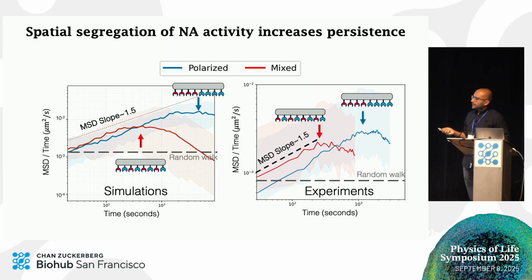So then I can do the same MSD analysis, and just like experiments, the simulations recapitulate the exponent, which is around 1.5. But they also tell us that the uniform case gets trapped, and the superdiffusion doesn't persist for as long as for the polarized case. So what else can the simulations tell us?